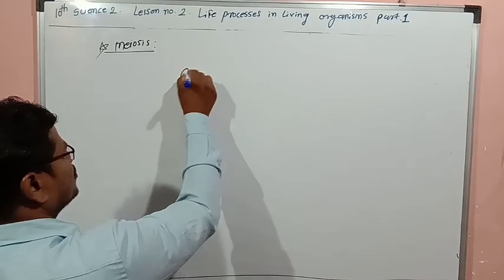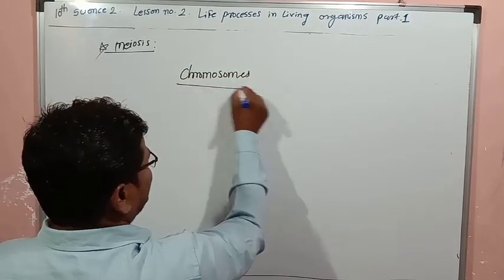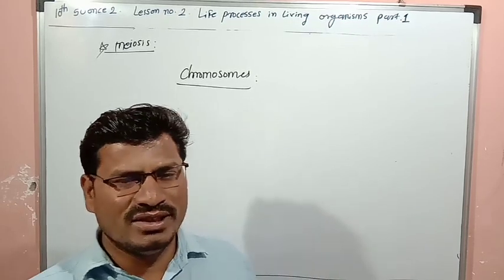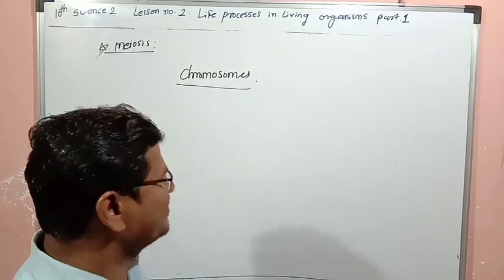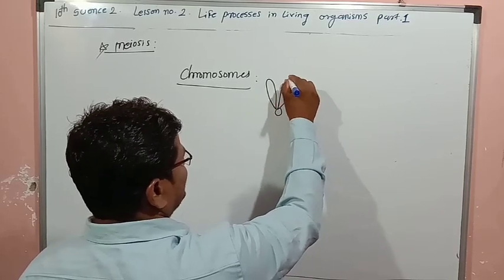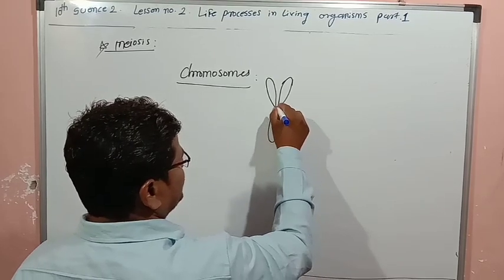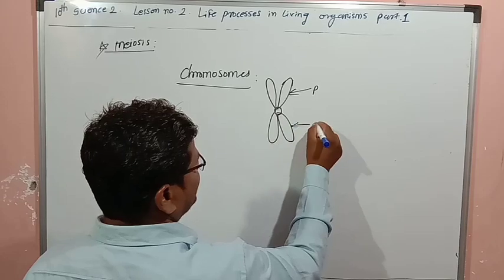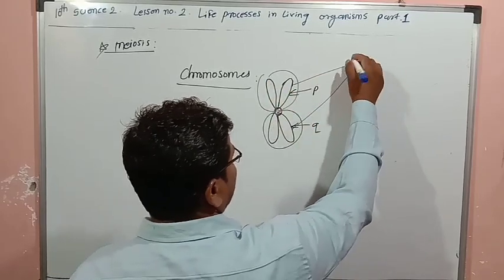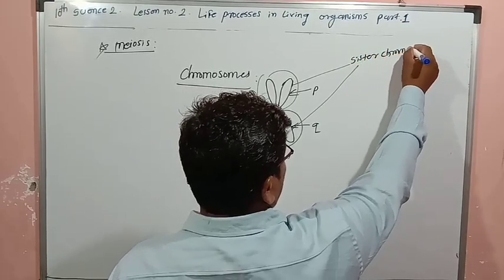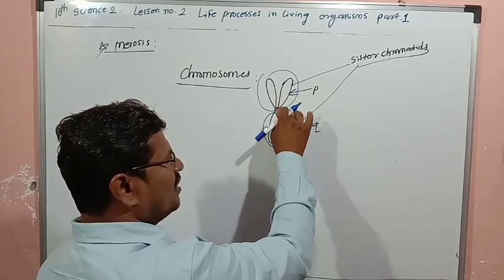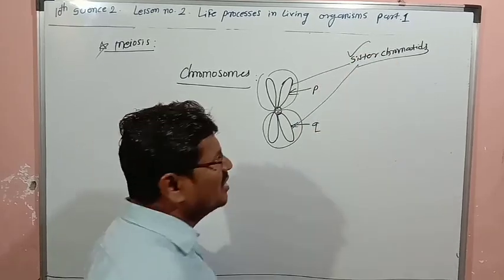So the first important thing is chromosomes. In a chromosome, we have studied the upper arm and the lower arm, the P arm and the Q arm, and at the middle there is the centromere. Suppose the chromosome is like this: this is the P arm and this is the Q arm. These two, the upper part and the lower part, are called sister chromatids. These are the two parts of the same chromosome, so they are called sister chromatids.